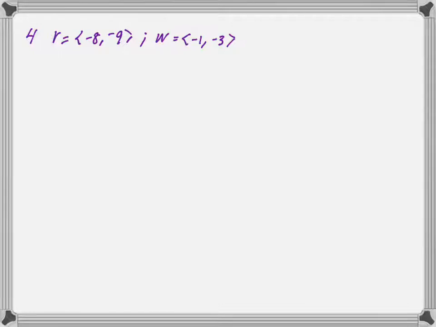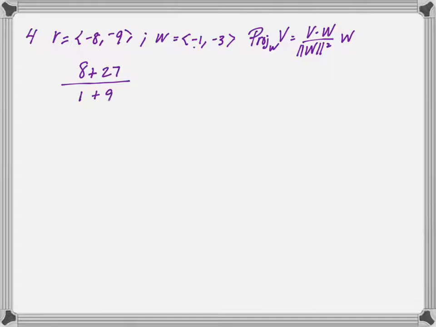Okay, number 4, v is (-8, -9), and w is (-1, -3). And so the projection of v onto w is equal to (v · w) over the magnitude of w squared, times w. So the dot product would be 8 plus 27 over 1 plus 9, times w. So this is the projection of v onto w, which we're calling w1.